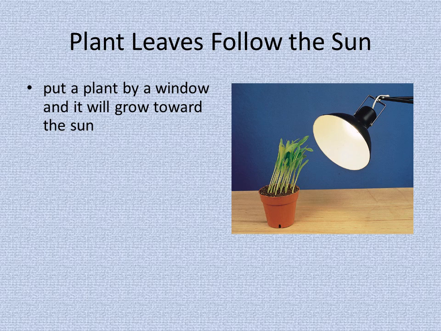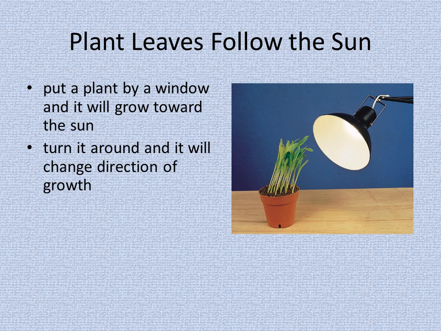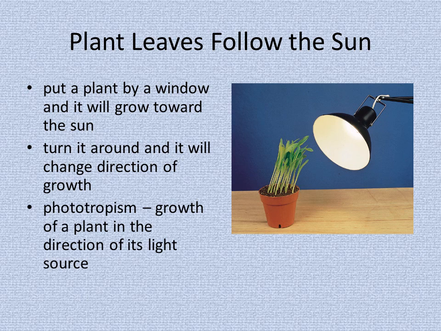Plant leaves follow the sun. That's a very interesting thing. If you put a plant by a window, it will grow toward the sun. And the little picture here shows using a light that mimics sunlight, and you can see the plants growing towards the light. If you turn it around, it will change direction of growth. It will say, oh, you've moved me, I need to move back to where the sun is.